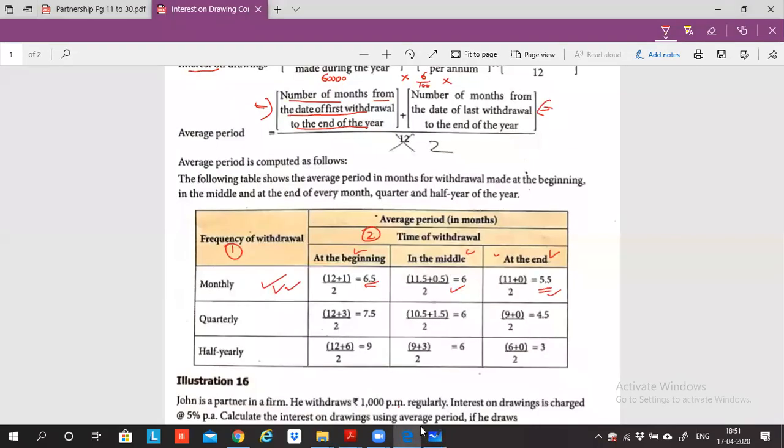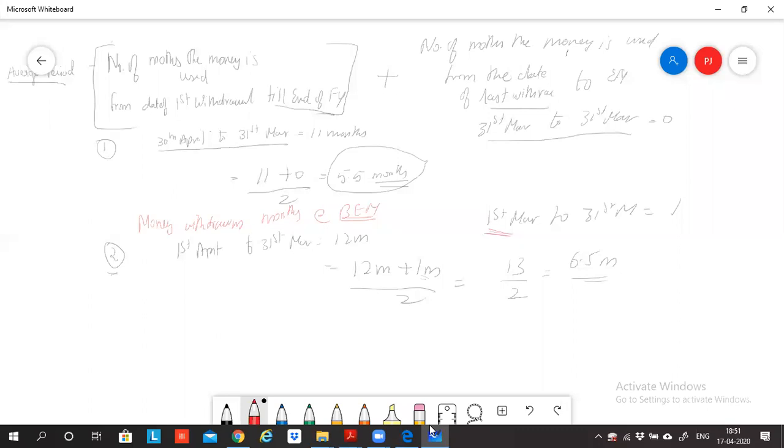It says the number of months from the date of last withdrawal. When is the last withdrawal happening? The last withdrawal is happening on 1st March. In my case, to the end of financial year. What is the end of financial year? 31st March. So from 1st March to 31st March, 1 month I'm enjoying this money. So 12 months plus 1 month divided by 2.